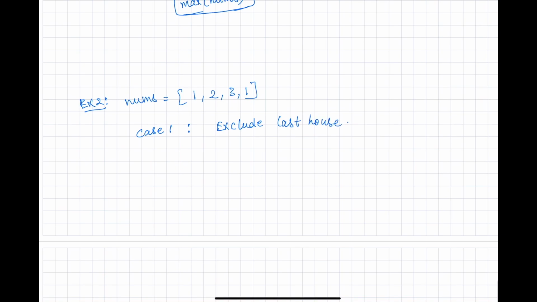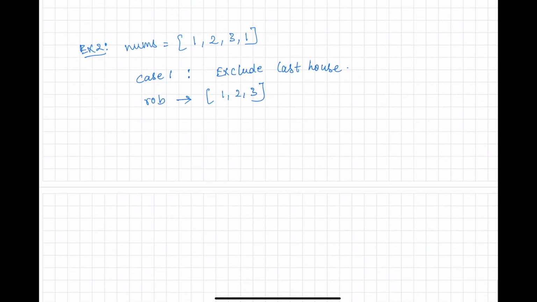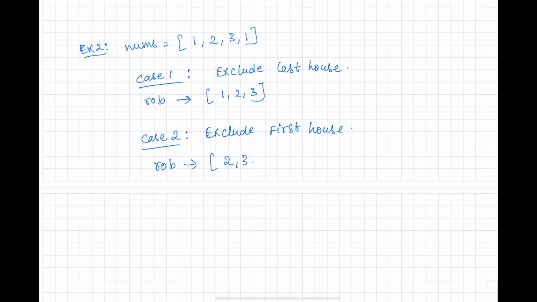Exclude our last house, so we are only going to consider houses 1, 2, and 3. Rob only these 3 houses. Okay, and this is going to be my case 1. My case 2 is going to exclude the first house. So in this case, I will only rob houses 2, 3, and 1.